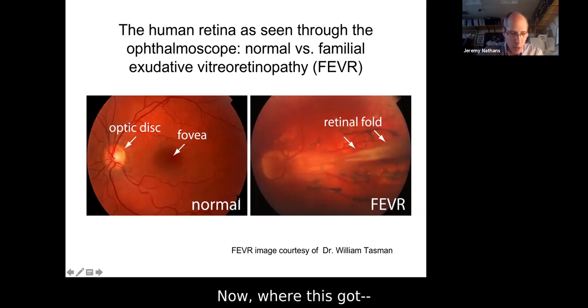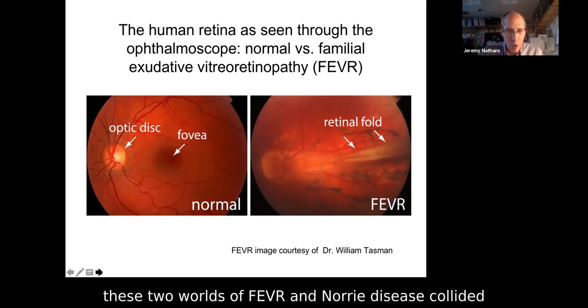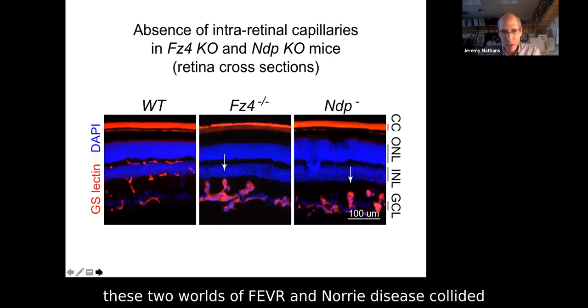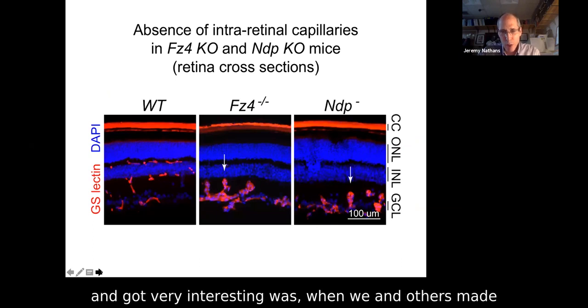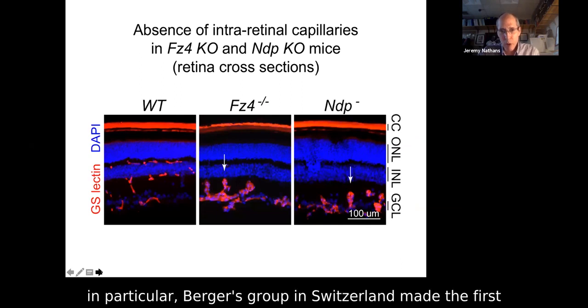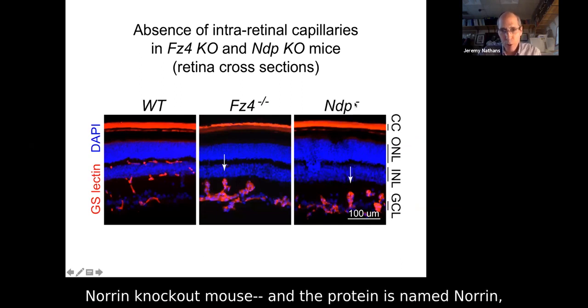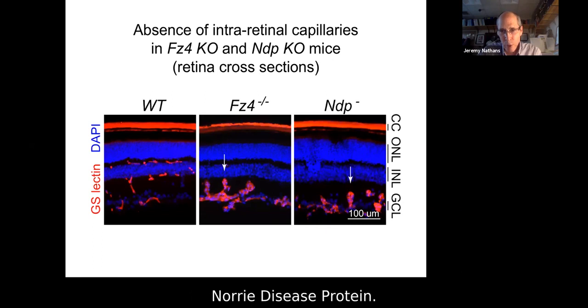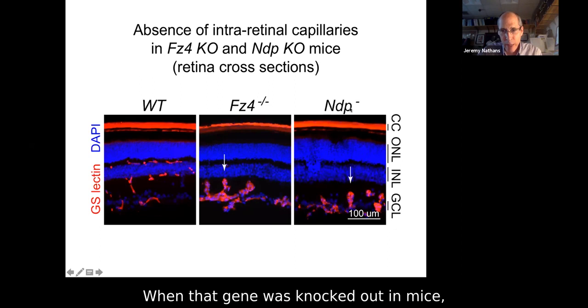Now, where these two worlds of fever and Norrie disease collided and got very interesting was when we and others made knockout mice, in particular Berger's group in Switzerland, who made the first norrin knockout mouse. The protein is named norrin, but the gene is named NDP, Norrie disease protein. When that gene was knocked out in mice, and when we knocked out Frizzled 4, we saw nearly identical phenotypes.